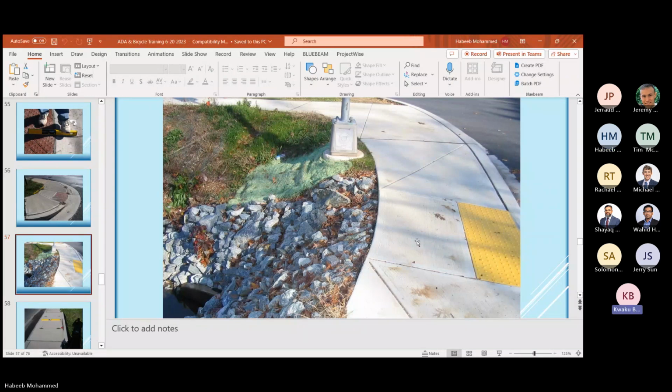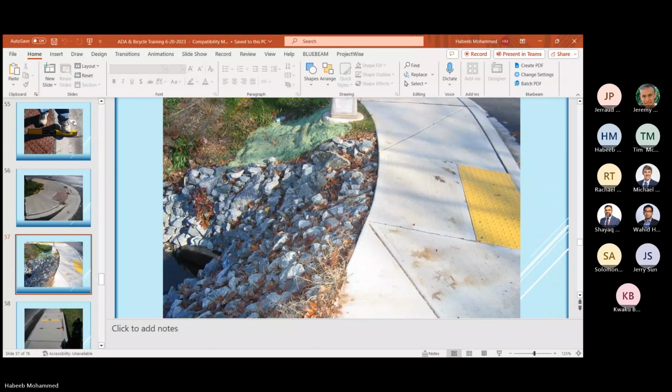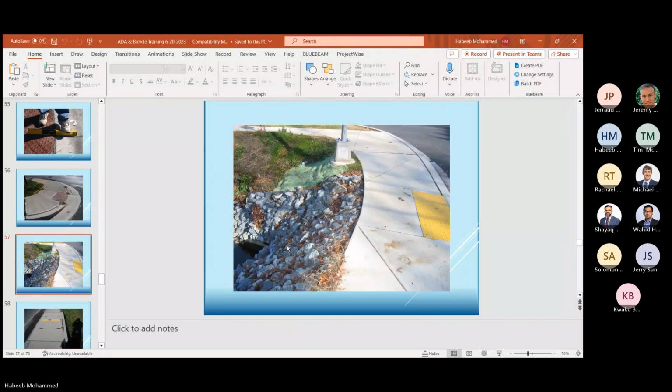Second, let me see the screen. Can't see the full screen. You can only see up to the pole. Okay, how about now? You can see it? Yep. Okay.